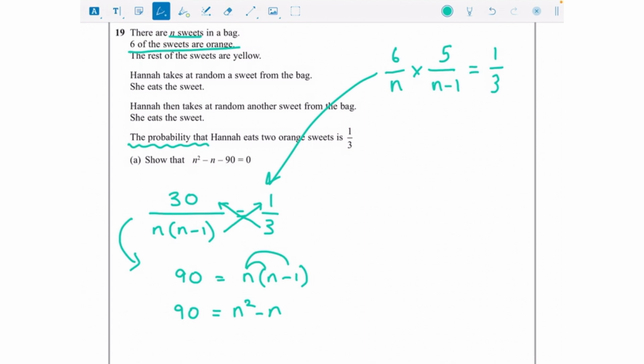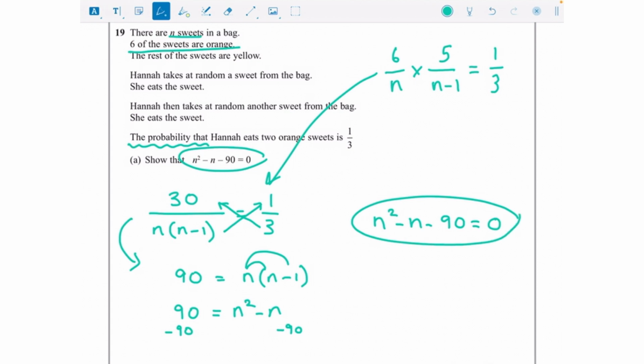And now it's looking a lot like the thing we're trying to get. But all we need to do is make it equal 0 because it's a quadratic. And to do that, we're going to take 90 away from both sides. So n squared minus n minus 90 equals 0. And we've got the answer that we were supposed to get.